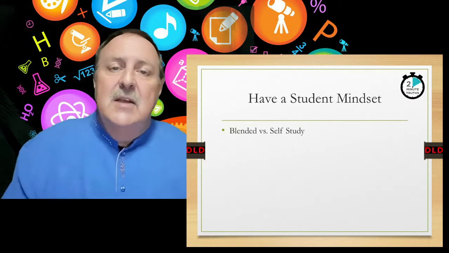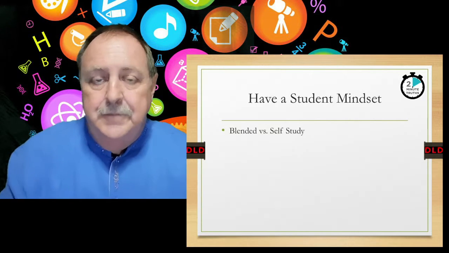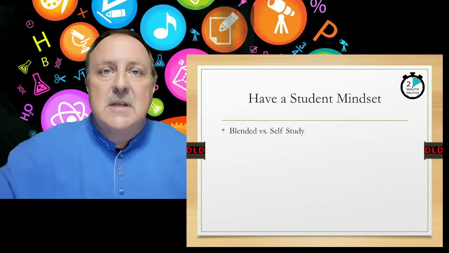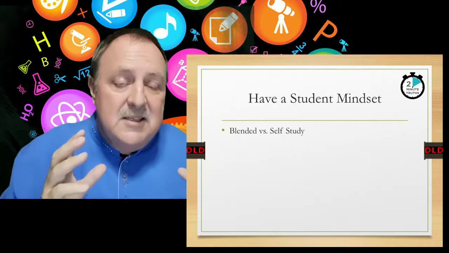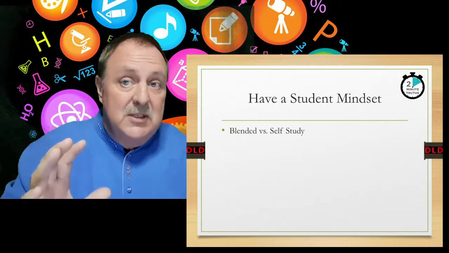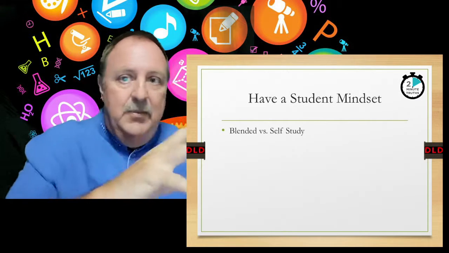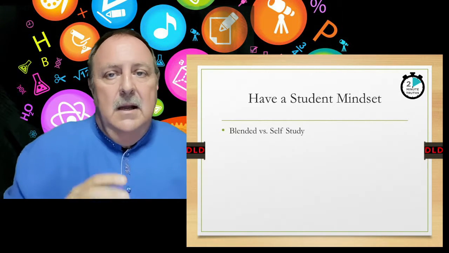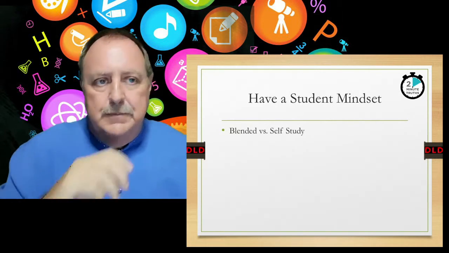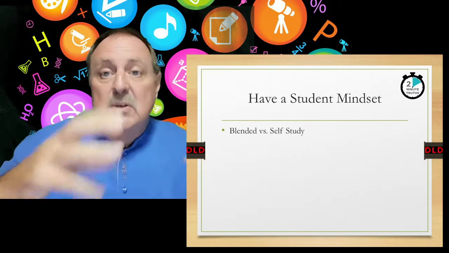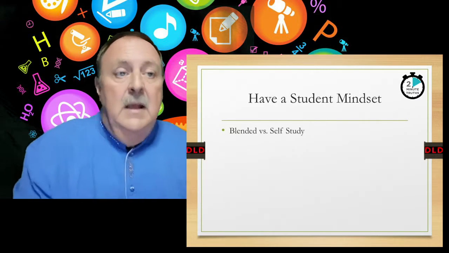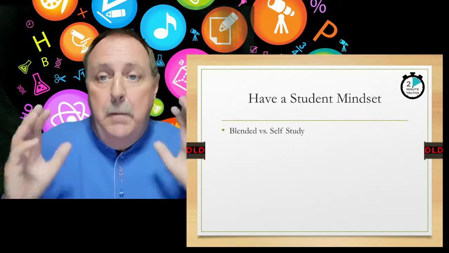So, are you designing for blended or for self-study? We're going to bring this up a few times. Blended learning is where the teacher is still sort of teacher-led. The teacher is doing a certain amount, though it might be media and online, but yet students are still having to do a certain amount themselves. Self-study is when everything is done by them.